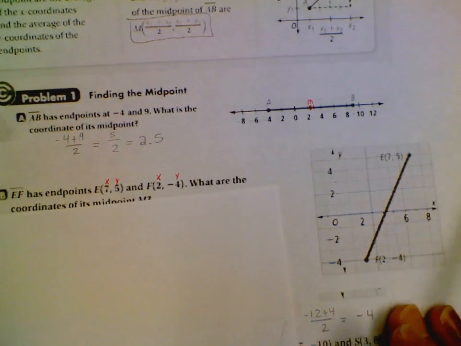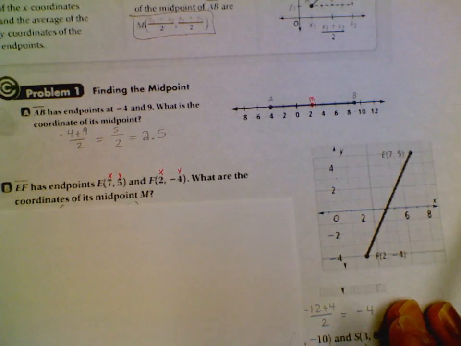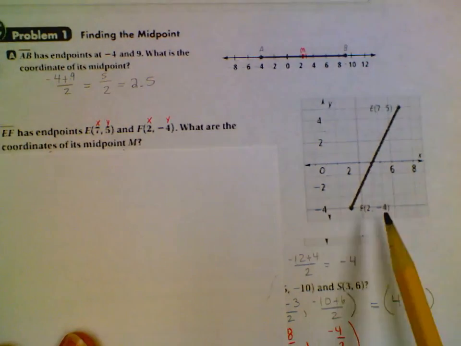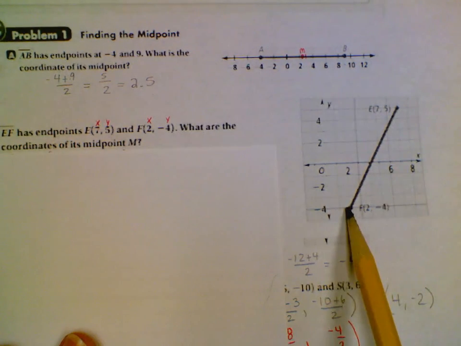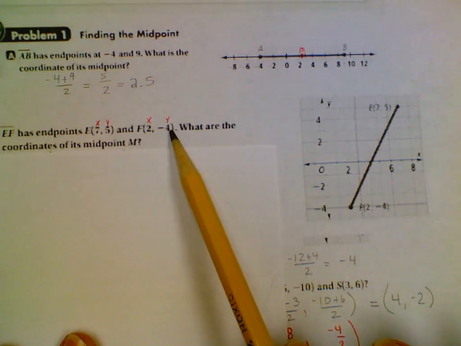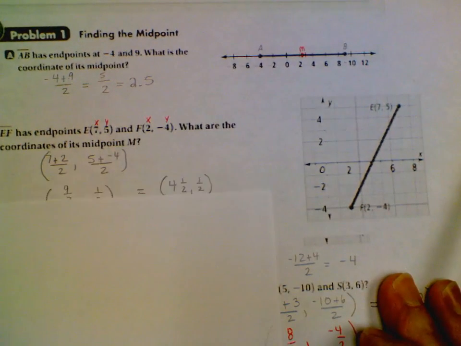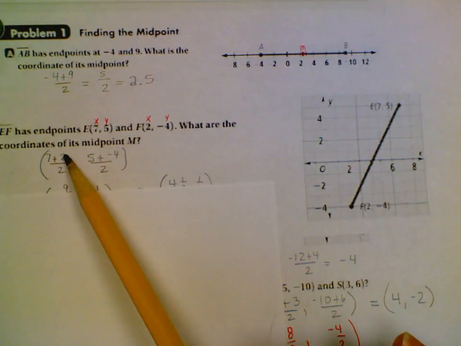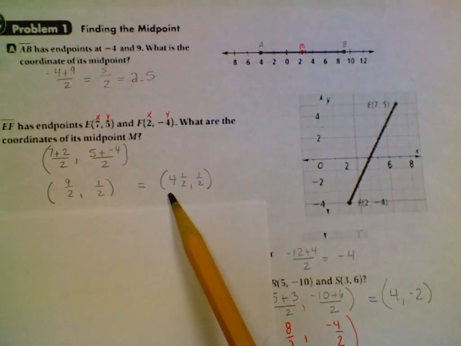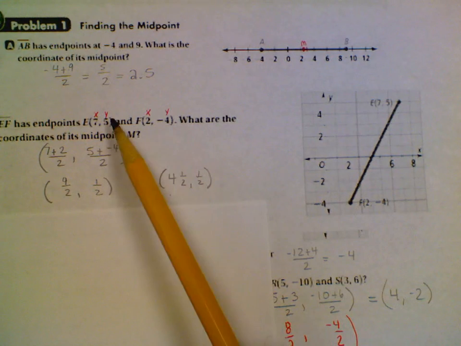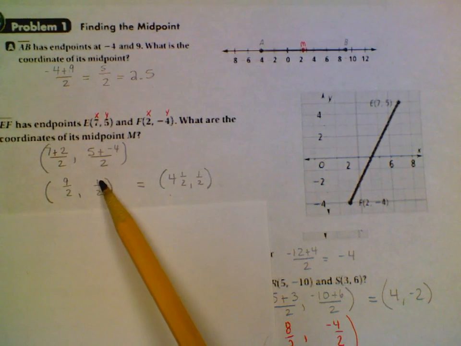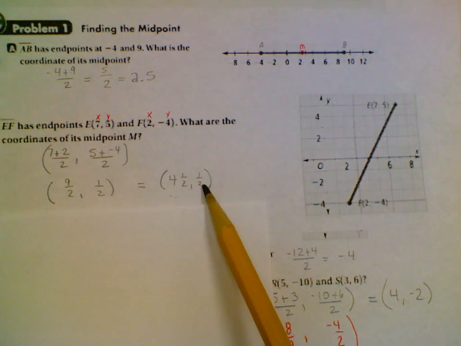On the next one, we are in a coordinate plane. So it gives you 2 points. You're at 7, 5, and then you're at 2, -4. So I'm going to find the average of the x's and the average of the y's. So I'm going to need to add 7 plus 2, which is 9, and then divide that by 2, which is 4.5 for my x coordinate. And then I'm going to find the average of the y. So I add 5 and -4, which is 1, divide that by 2, which is 1/2.